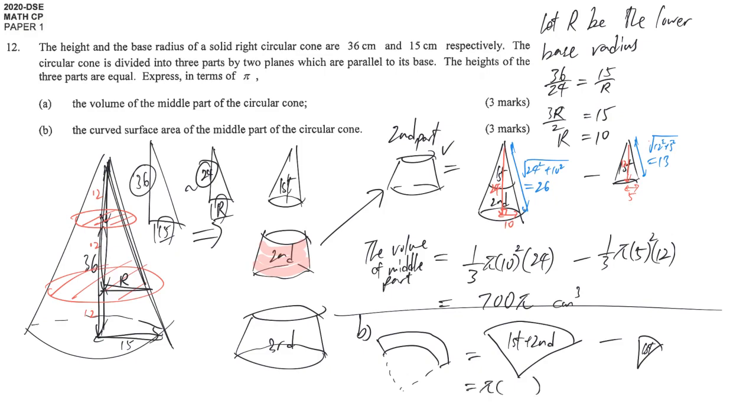Pi R L: the base radius of this cone is 10, while L, the slant height of this cone, is 26. A similar calculation for the other part, we have 5 and 13. Therefore, we have 195 pi. In this question, they say express in terms of pi, so these two answers are good enough to answer the question.